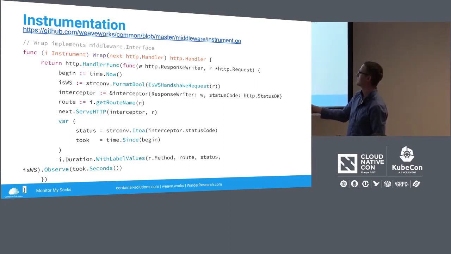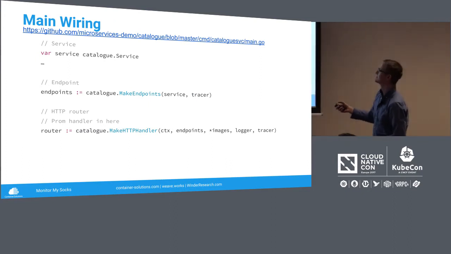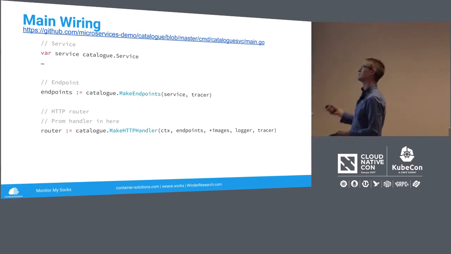But these two things are calculated from the code above. And then we're writing to the metric with the observe method, and passing in the number of seconds that it took. And that's kind of it, really. This is just a bit of wiring to pull that all together.